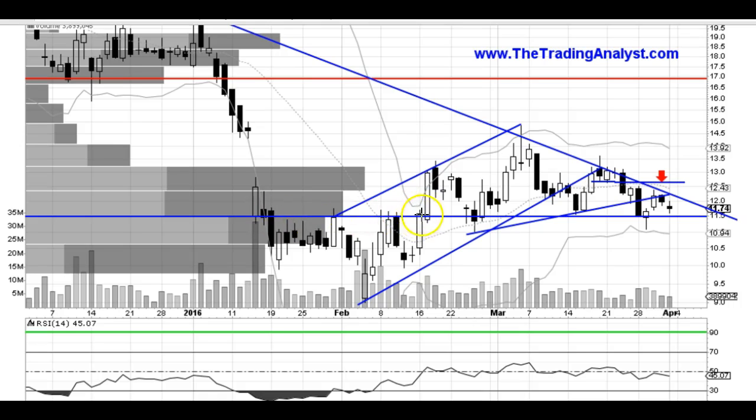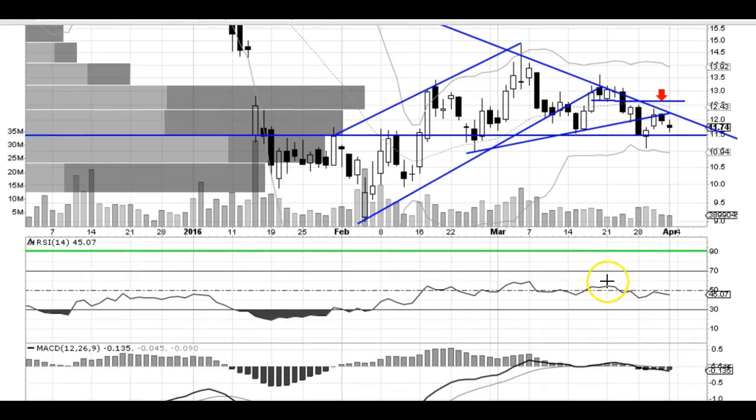As you can see, a rejection here, a few rejections here, rejection here, a couple rejections here, and then here it is acting as support again before it broke through, okay? So this is a key level right here for GoPro. If GoPro breaks that 1150, I think it's going to be heading lower, okay?